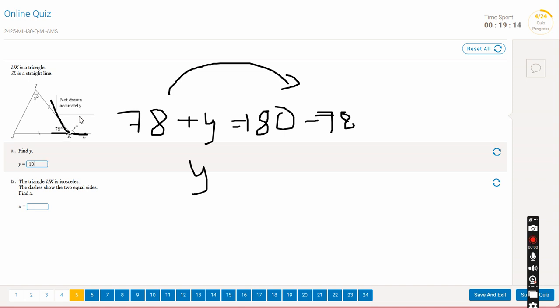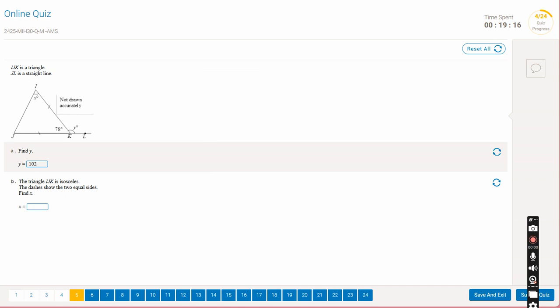Now, another thing you want to keep in mind for a triangle like this is that look at these lines, these lines.